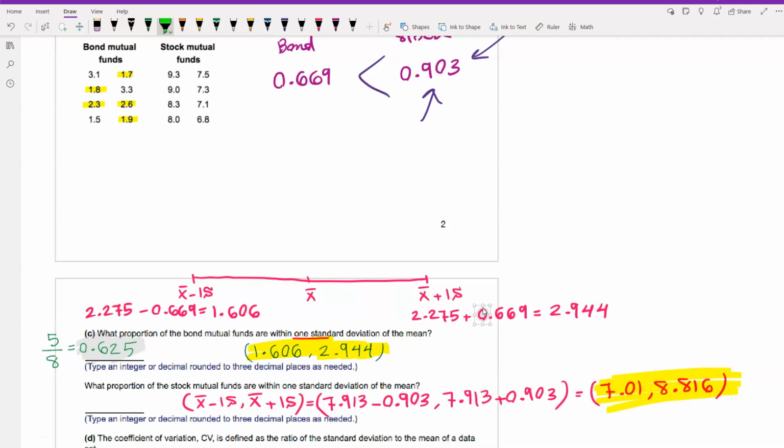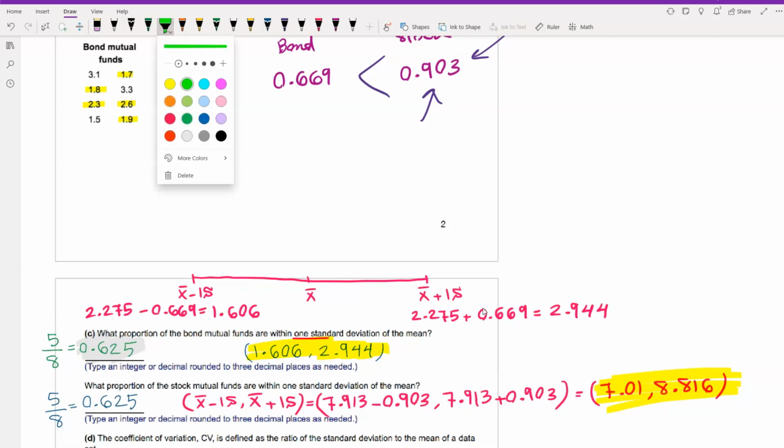So 9.3 is greater than 8.816, so that is outside. 9 is outside, 8.3 is inside, 8 is inside, 7.5 is inside, 7.3 is inside, 7.1 is inside, but 6.8 is less than 7.01, so that is outside. So again, out of 8 numbers that we have here, 5 numbers are within one standard deviation. Here on this part again, we have 5 divided by 8, and that is 0.625. And this is the final answer for this part.